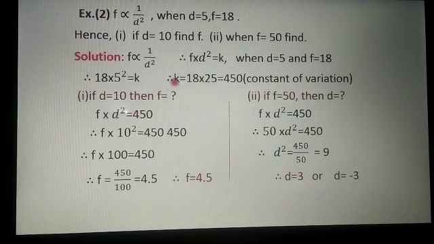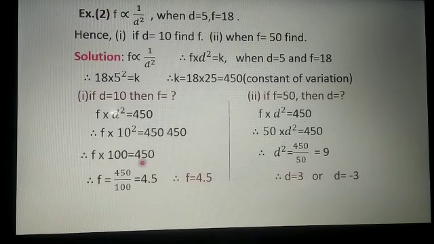So what is the equation now? f into d square is equal to k, and we get k as 450. So f into d square is equal to 450. So f into d means 10. So 10 square, that is 450. This 450 is misprinted again. So rub it. Then f into 100. 10 square means 100. So it is equal to 450.